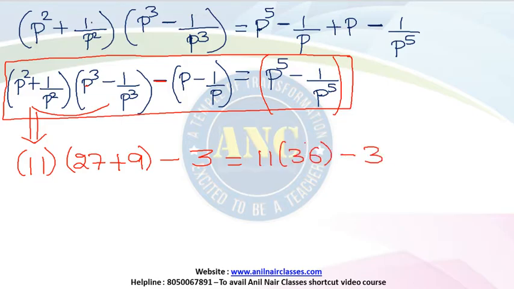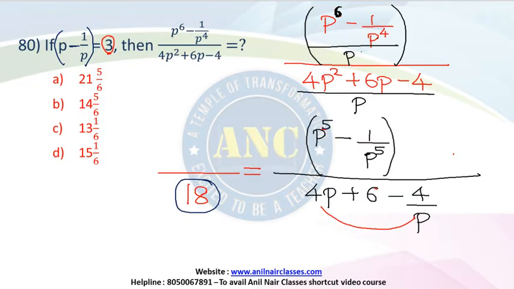36 into 10 is 360. 36 into 11 is, add another 36 to 360, 396, minus 3. It is 393. That means your numerator, p power 5 minus 1 by p power 5, we got the value right now as 393, but the answer is not given in terms of an improper fraction, it is given in terms of a mixed fraction. But still, further you can simplify this.